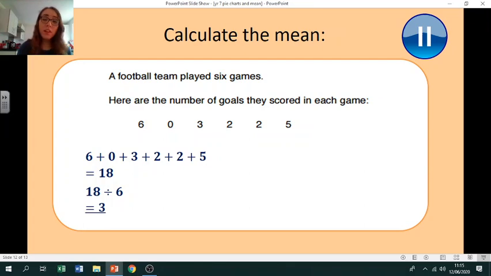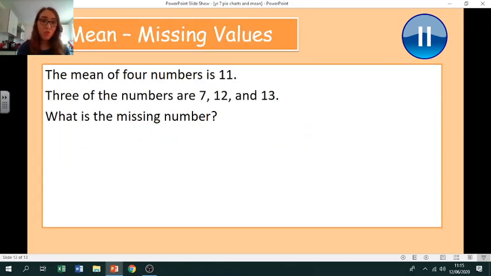Right, so last little bit, just a bit of an extra challenge for you guys. This is a slightly different question. It's finding a missing value when looking at the mean. The mean of 4 numbers is 11. 3 of the numbers are 7, 12, and 13. What is the missing number? So just have a little look at that. Start working it through. See if you can figure out how to do that one.